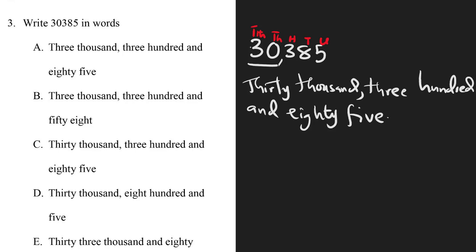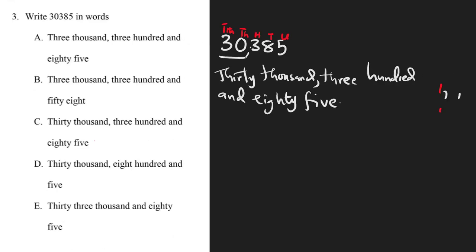85. Good. So let's check the options. So the answer is C, 30,385. So let's move to the next question. All right, number 4 says, find the square root of 3 whole number 6 over 25.